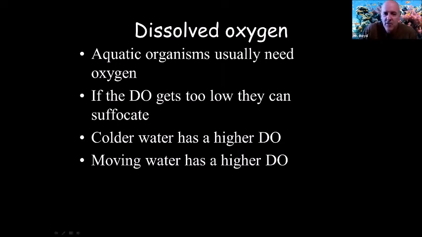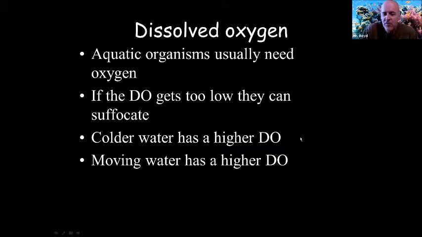Okay. So just remember which holds more oxygen, remember your sodas. Cold sodas stay fizzy longer than hot sodas. Cold water has a higher DO than warm water. Anywhere you have waves and a lot of current, your water is going to have more DO. If you have a lake or a pond that's stagnant and not moving very much, it probably will have a lower DO.